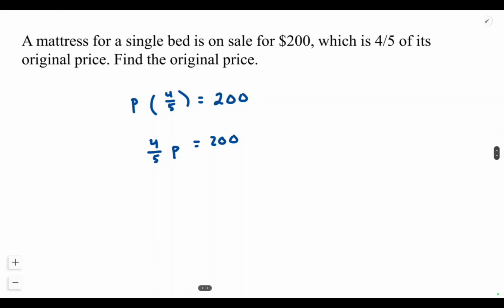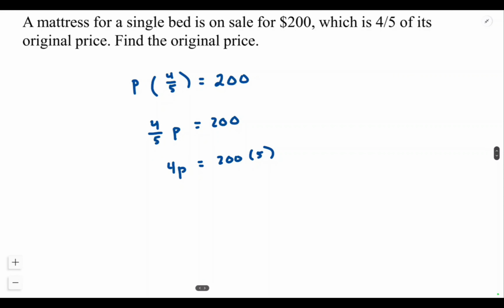Now, I'm just going to do it step by step, all right? Since I'm dividing by 5, I'm going to multiply by 5. So this would be 4P is equal to my 200 times 5. You could have multiplied by the reciprocal of the fraction, but I'm just going to do it step by step. So if I got 4P, what is 5 times 200? 1,000.